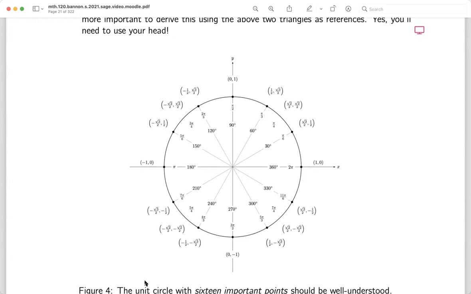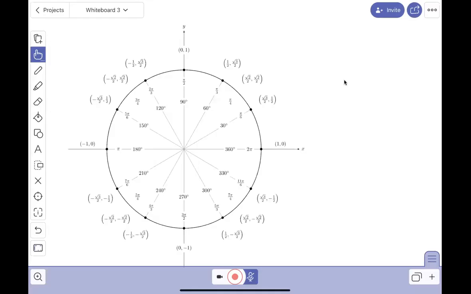Whoops, I don't think I switched over. Sorry about that. All right, now I'm on the whiteboard. So we're back at the diagram. And I just want to make sure you understand there's angles down here with degree measure and with radian measure. So let me just go through that with you.